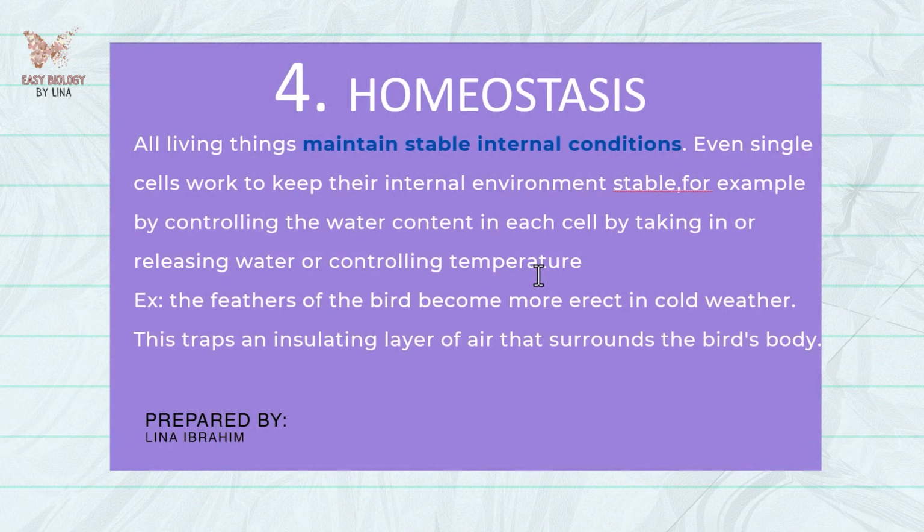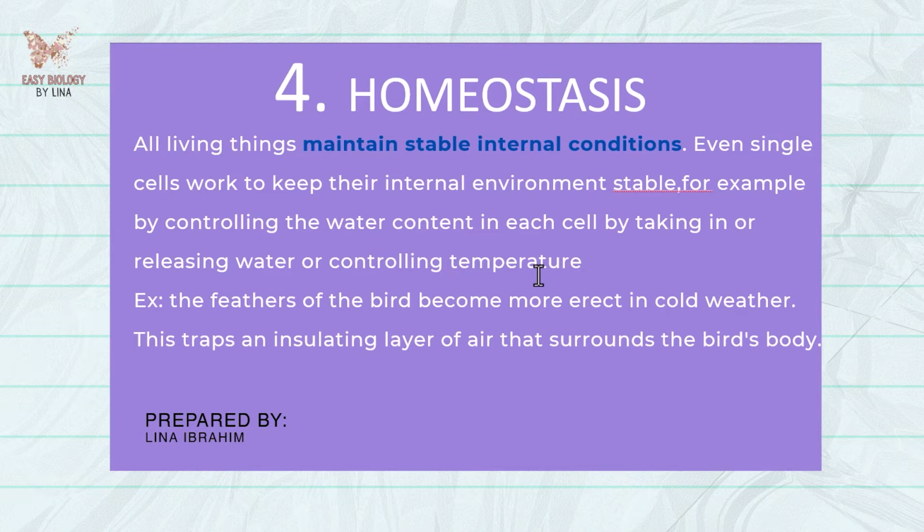The fourth main characteristic of all living things is homeostasis. What do you mean by homeostasis? Homeostasis is maintaining stable internal conditions, and all living things have this ability. Even single cells, which we call unicellular organisms, work to keep their internal environment stable, for example by controlling the amount of water inside them, by taking in or releasing water, or by controlling temperature. Like our body temperature, which is near 37 degrees.